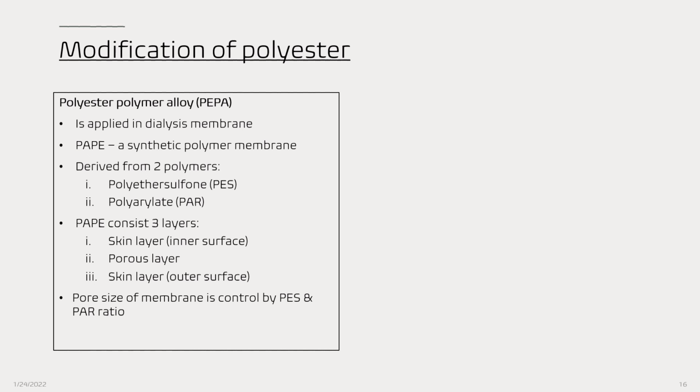Next is modification of polyester. The application is polyester polymer alloy, or known as PAPE, applied in dialysis membrane. PAPE is a synthetic polymer membrane. It is derived from two polymers, polyether sulfone (PES) and polyarylate (PAR). PAPE consists of three layers: skin layer on the inner surface, porous layer, and lastly skin layer on the outer surface. The pore size of the membrane is controlled by the PES and PAR ratio.